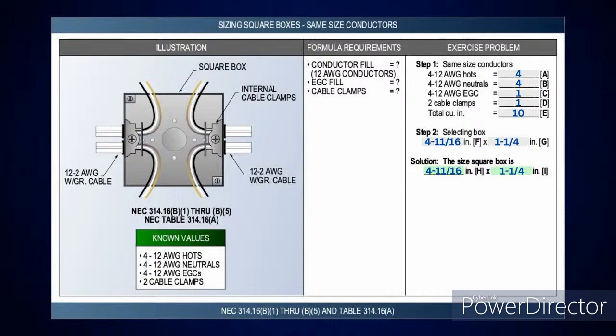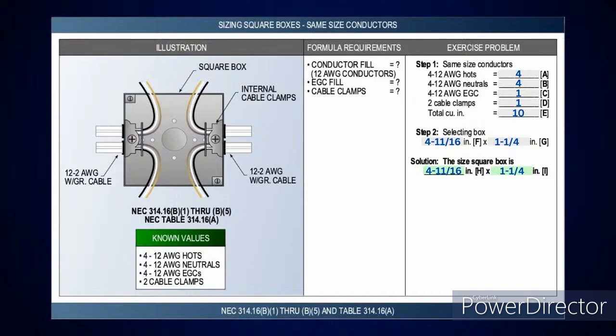So I had four ungrounded phase conductors, four neutral conductors, and four equipment grounds. I don't have more than four, so I have to count one. I had two cable clamps, so I had to count one. That gives me 10 conductors. Pick up your number 12, come down to the next size above that, look across, and it's going to tell you the minimum size is a 4 11/16 by 1 1/4 inch square box.